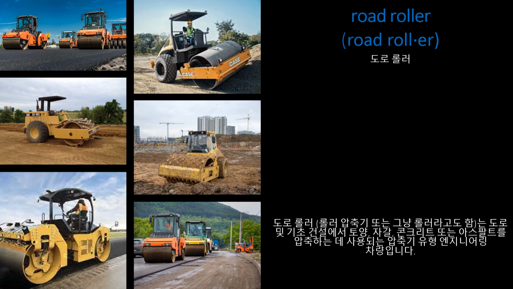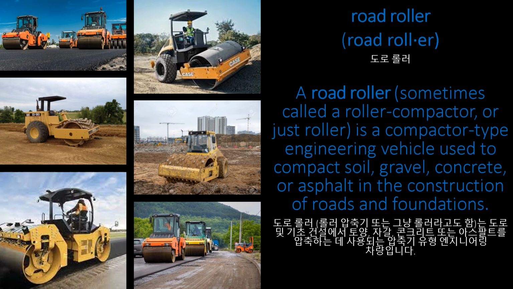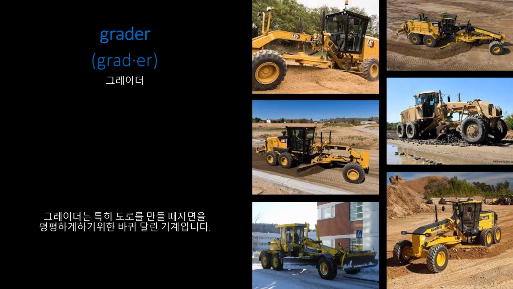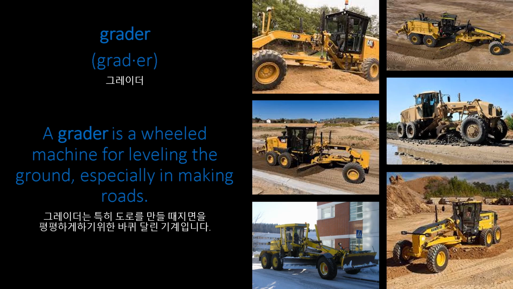Road roller. A road roller, sometimes called a roller compactor or just roller, is a compactor type engineering vehicle used to compact soil, gravel, concrete, or asphalt in the construction of roads and foundations. Grader. A grader is a wheeled machine for leveling the ground, especially in making roads.